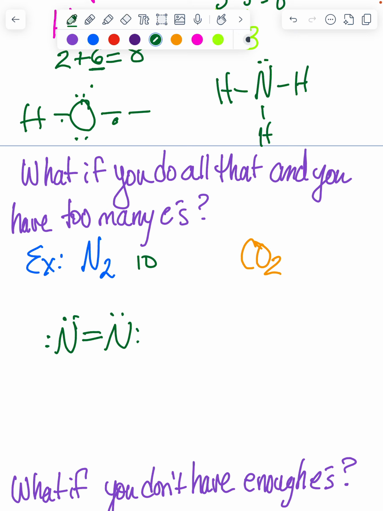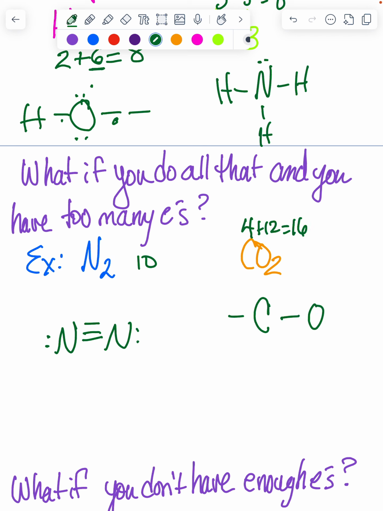Count again, 2, 4, 6, 8, 10, 12. I still have too many. So again, remove from each. You did not go away, you little booger. There we go. And then you can put it in there. So N2 has a triple bond. And if you count, you get 10. So if you do the same thing with CO2, 4 plus 12 is 16.